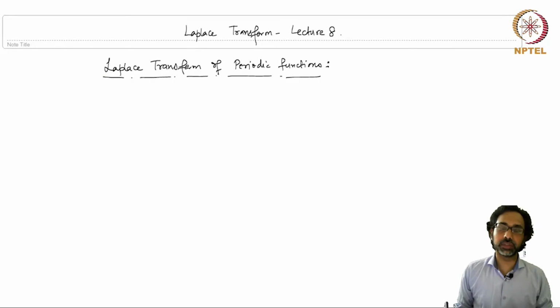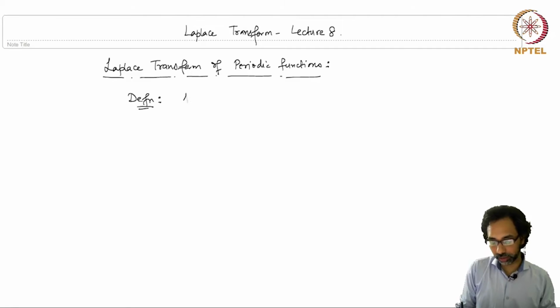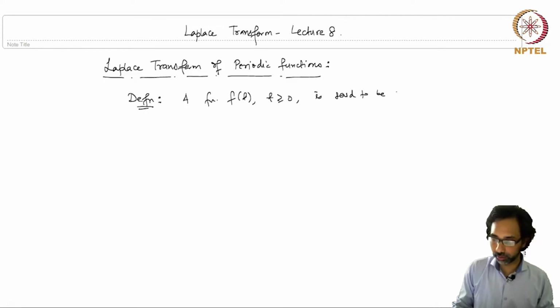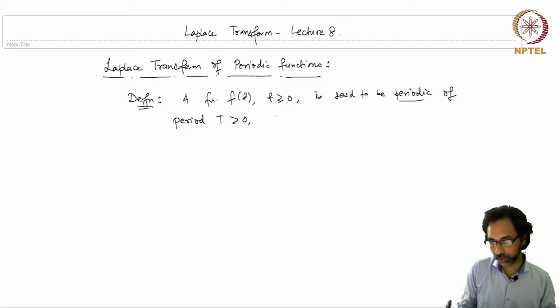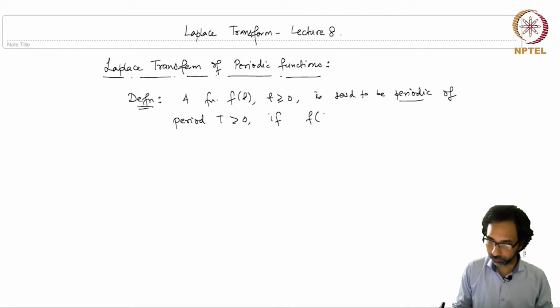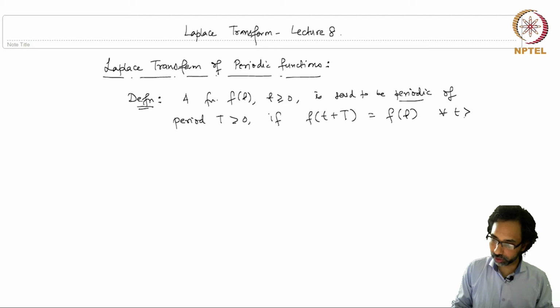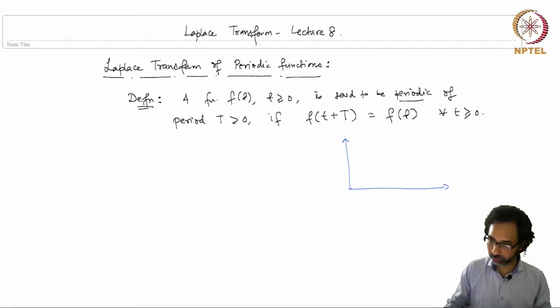Let us begin with the Laplace transform for periodic functions. So let me define what is a periodic function. A function f(t) for t greater than or equal to 0 is said to be periodic of period T greater than 0 if f(t + T) is equal to f(t) for all t greater than or equal to 0. So of course we already know some examples of periodic functions.